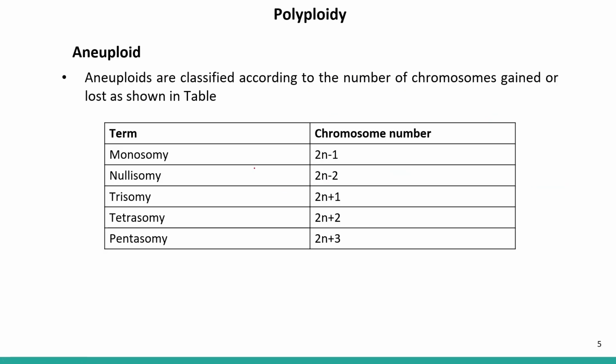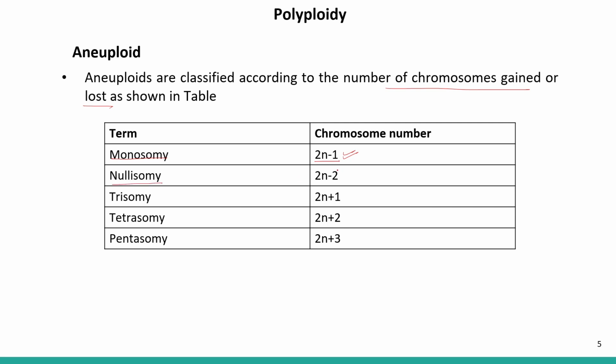So here are some examples of aneuploids. Aneuploids are classified according to the number of chromosomes gained or lost. It is called monosomy when there is 2n minus 1, where any of the chromosomes is present in a single form, not in a paired form. So this is 2n minus 1.